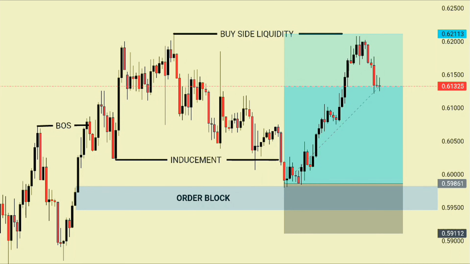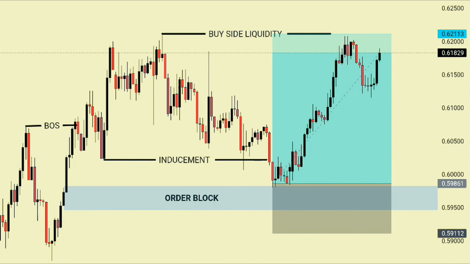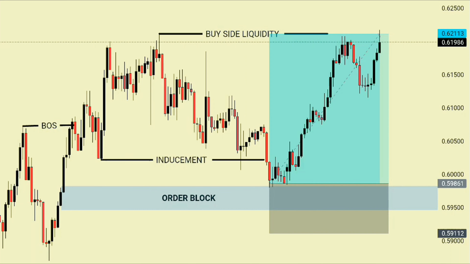If you understand these 5 elements, break of structure, order block, inducement, buy-side liquidity, and the institutional entry, you can catch high probability and high reward trades just like this one.